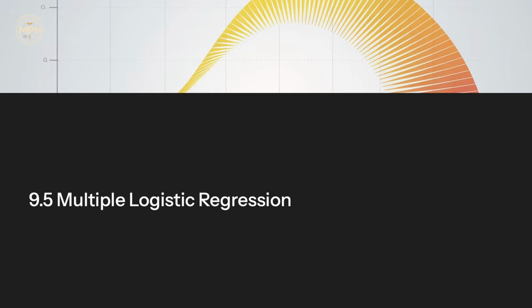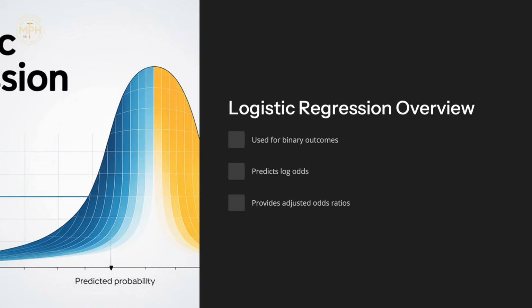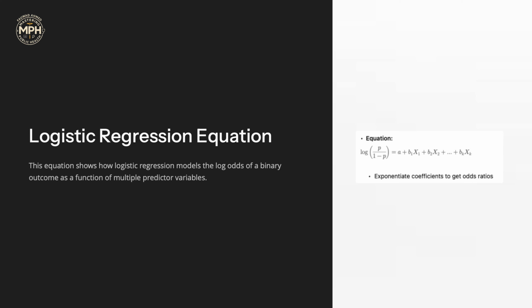Fifth is multiple logistic regression. When the outcome is dichotomous, like disease versus no disease, we use logistic regression. Equation: the log of the odds of the outcome equals a plus b1 times x1 plus b2 times x2 and so on. This gives us the log odds, which we exponentiate to get odds ratios.